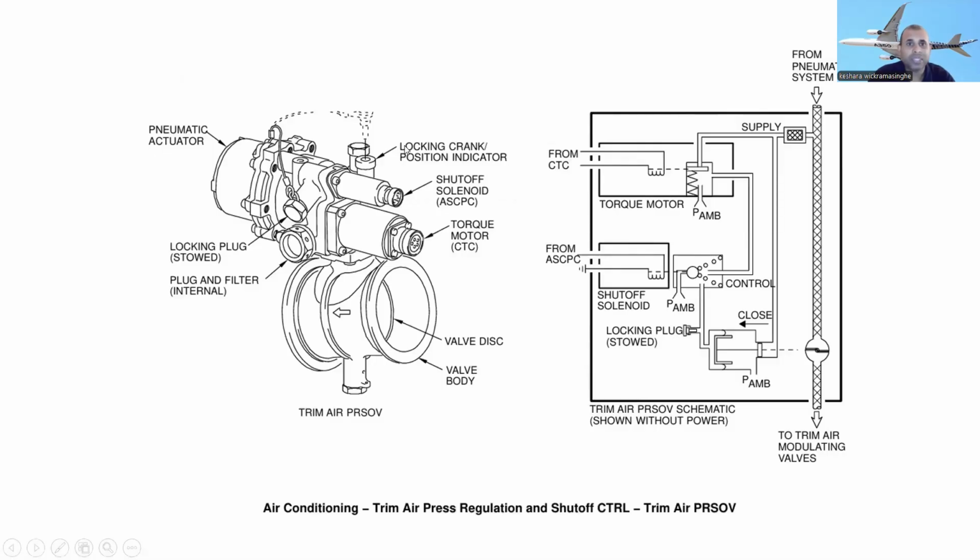Okay, they have so many things. You can see the locking crank, which is used to manually close the valve. The solenoid is the secondary, like an emergency shut off valve. For the solenoid, normally it works under the ACPC, and this one has 28 volts. Normally the torque motor is the one usually used to smoothly open and close the valve disc inside this pressure regulating valve. Okay, all right. That's all for this trim air pressure regulating shut off valve.